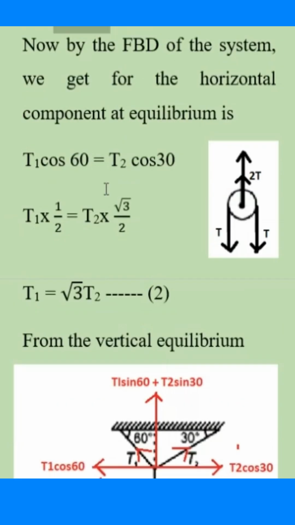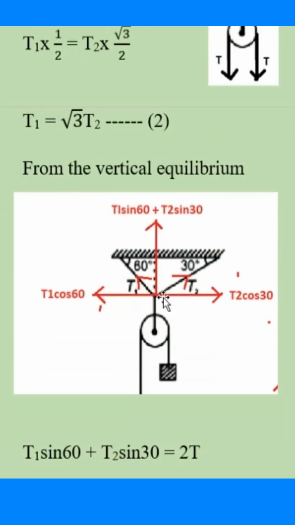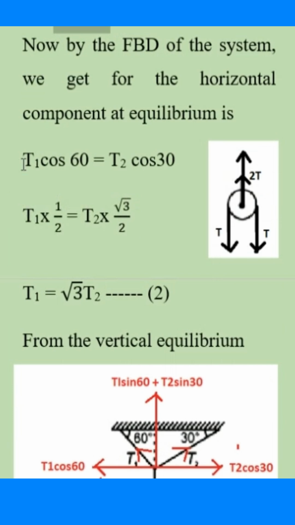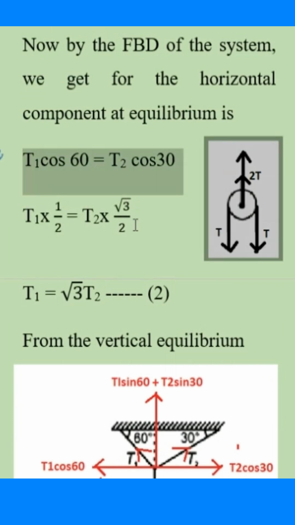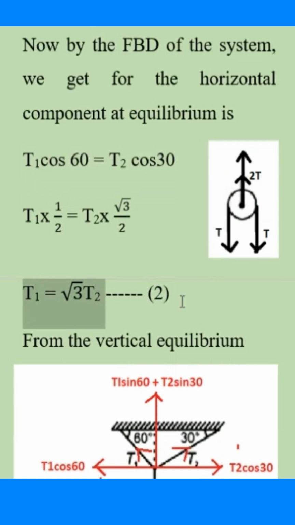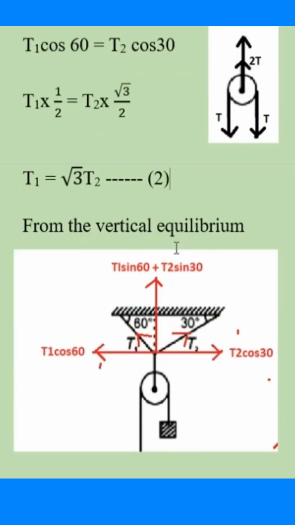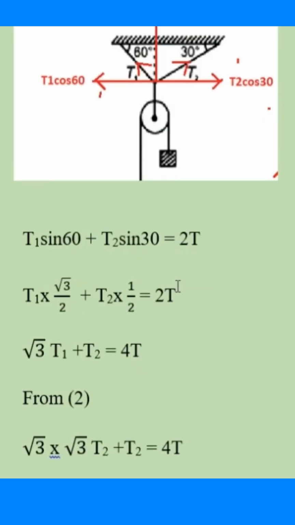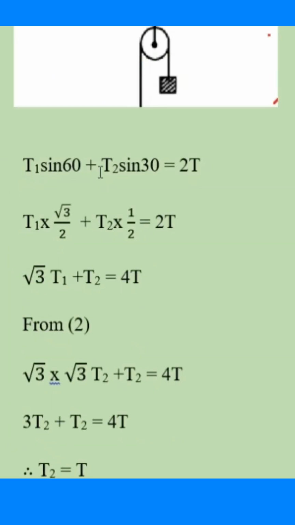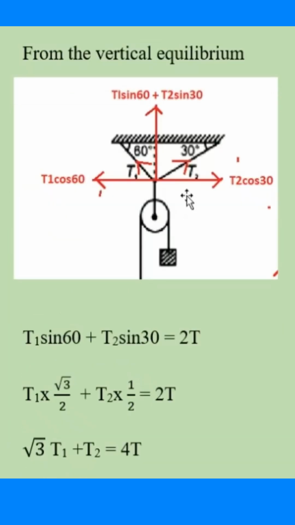So we can equate this one. These two are equal. So we can say that T1 cos 60 degree is equal to T2 cos 30 degree. From this value, we will get T1 is equal to root 3 T2. That is our second equation. From the vertical component also, we can get T1 sine 60 degree plus T2 sine 30 degree is equal to 2T. So this 2T I have shown here.